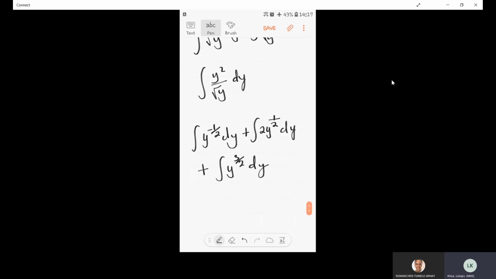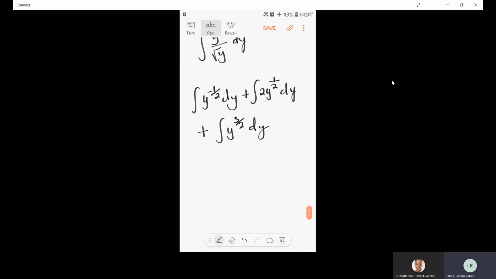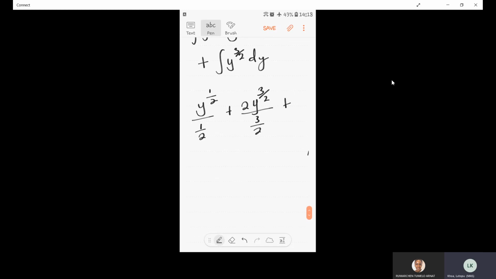Then the first one, we add 1 to the minus half and then divide by a half. So I have y to the power of half over half plus 2 y to the power of 3 over 2 divided by 3 over 2, and then I have y to the power of 5 over 2 divided by 5 over 2, and then always add your constant like that.